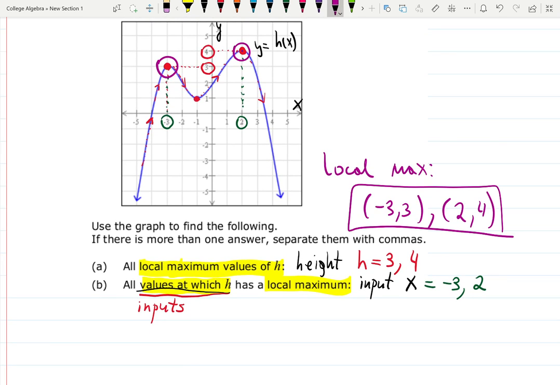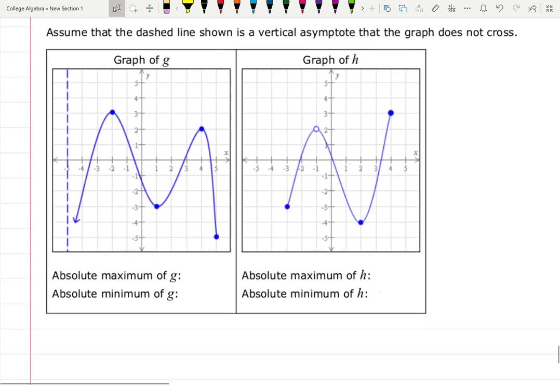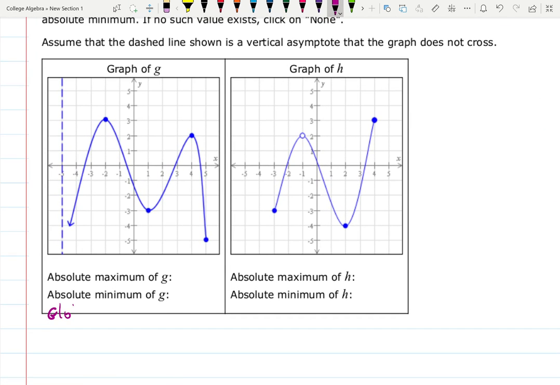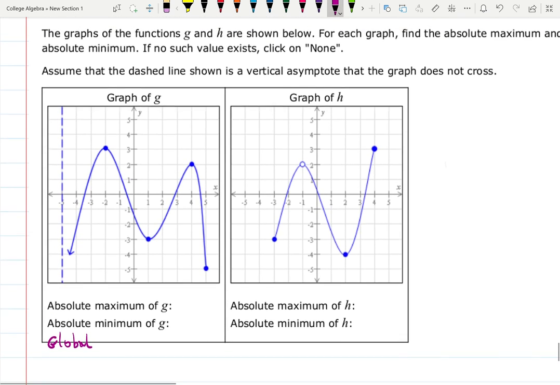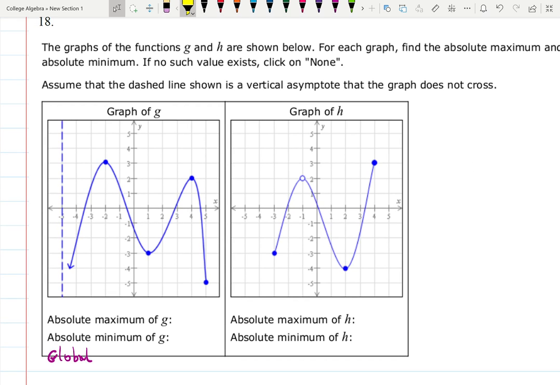Now, for the second question, they ask to talk about global maximum. They ask about absolute maximum and minimum. Absolute is the same as global. So if you see both types of terminology, that means the same thing. Absolute maximum is the tallest peak from all the peaks, and the absolute minimum is the smallest from all the peaks. So I see one peak over here and another peak over here. Which one do you think is taller? The first one is taller. Well, how tall is it?